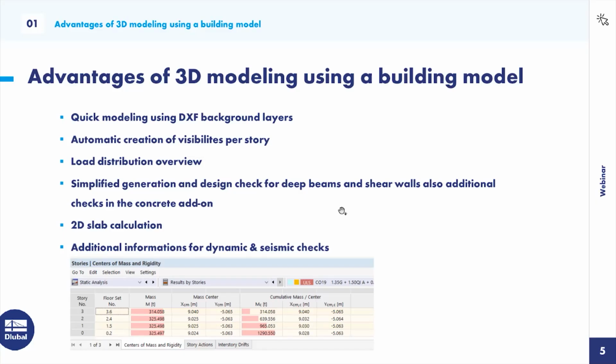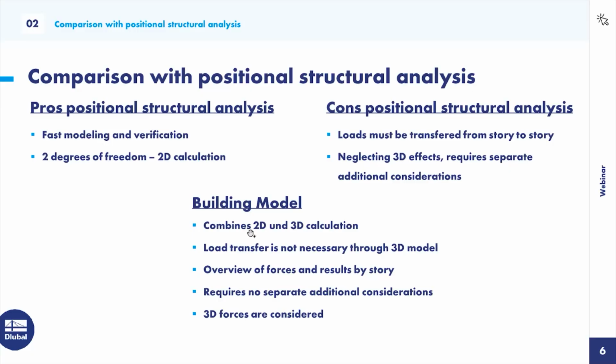Okay, then let's switch to the next chapter. Here is a little overview about a comparison with positional structural analysis. The pros of the positional structural analysis is, of course, you can model this very fast, and also do the design checks, and you only have 2 degrees of freedom in this 2D calculation.